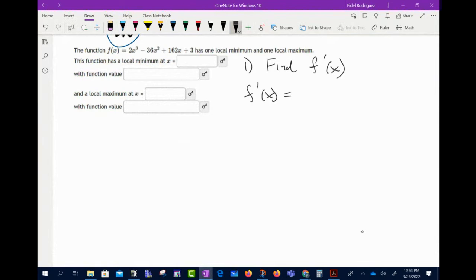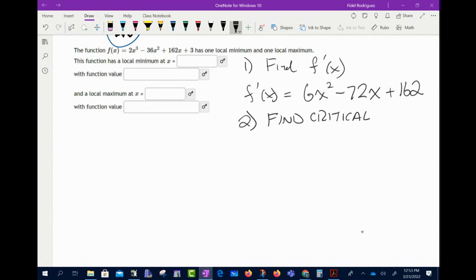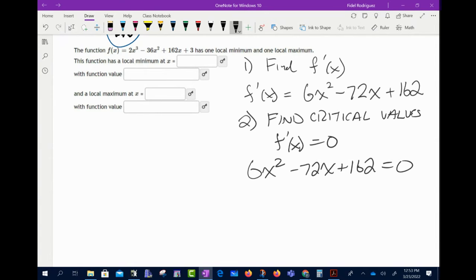All right, 6x squared. What comes next? Minus, and then plus. Okay, so there's our derivative. Step number 2, find the critical values by setting f prime of x equal to 0. So we're going to take that function that we got, the derivative one, and we're going to set it equal to 0, and we're going to solve for x.